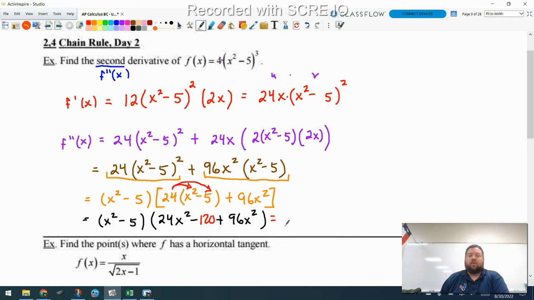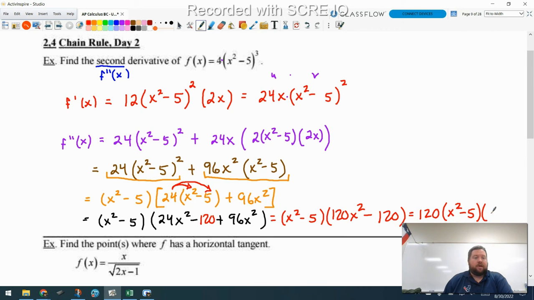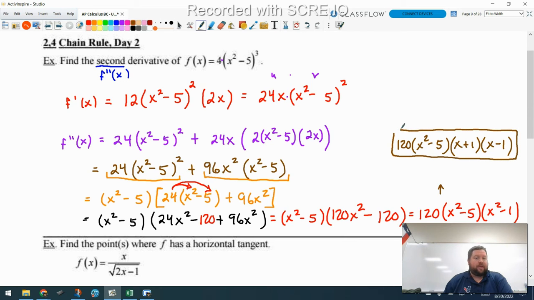All right, and so when we do that, that'll give me x squared minus 5, and then this will be, still do our combined like terms, it'll be 120x squared minus 120, which I can then factor out the 120 to the front, leaving me with x squared minus 5 multiplied by x squared minus 1. Okay, if you want, you can keep going. X squared minus 1 is a difference of squares. So x squared minus 5 and x plus 1 and x minus 1. Okay, this would probably be the usual place to stop as far as simplification goes.